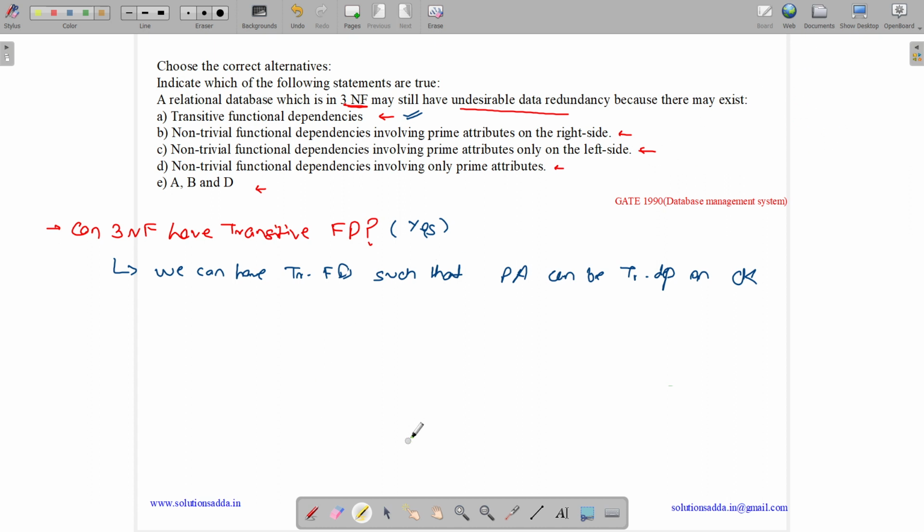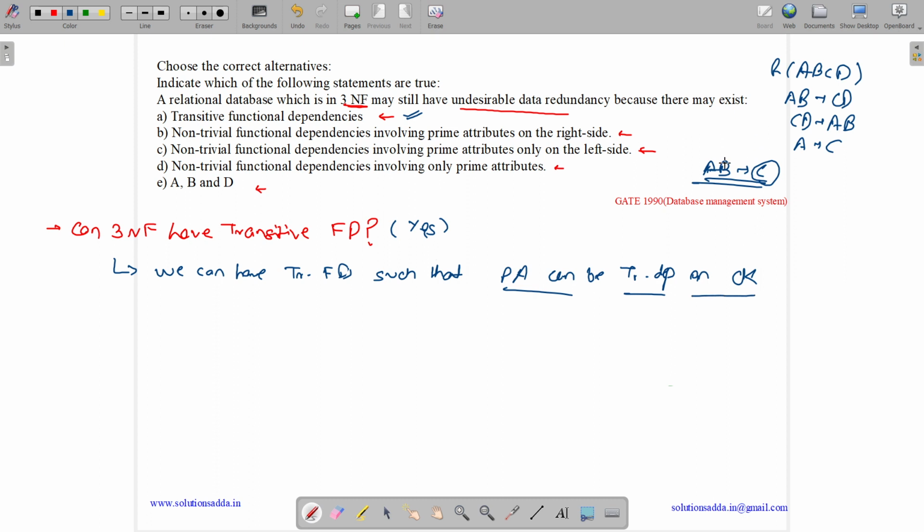In the example we had a relation on ABCD such that AB determines CD, CD determines AB, and A determines C, and we have seen that AB determines C was a transitive functional dependency. We have proved it, and that relation was in 3NF. So here we can easily see that C, a prime attribute, can be transitively dependent on a candidate key. AB was the candidate key. So we can have a prime attribute transitively dependent on a candidate key.